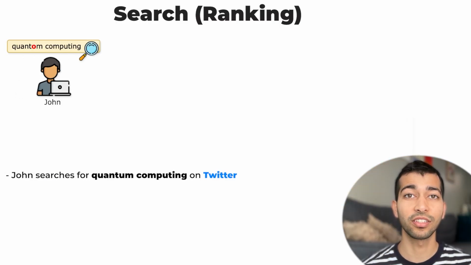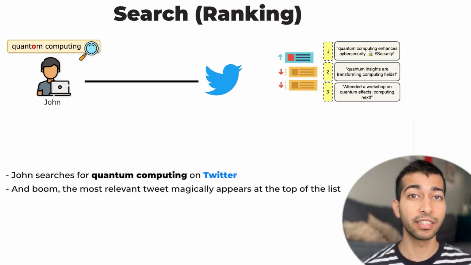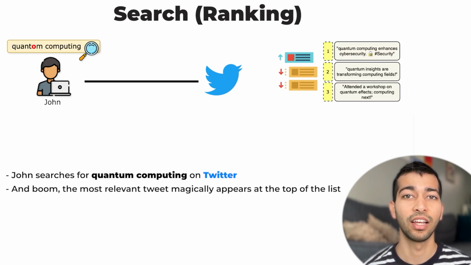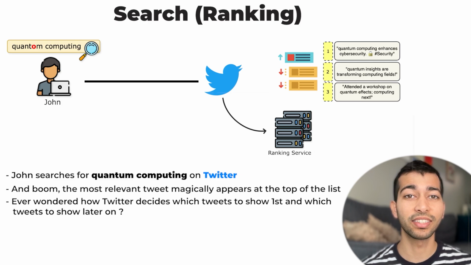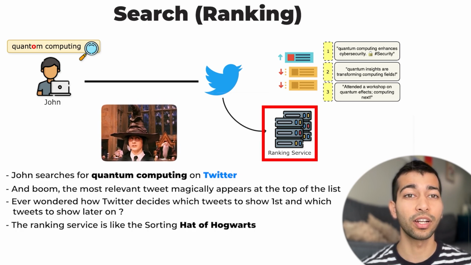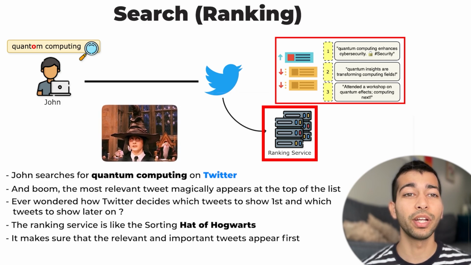So let's say John searches for quantum computing on Twitter and boom, the most relevant tweet magically appears at the top of the list. But there's no magic here. It's all thanks to our ranking service. So ever wondered how Twitter decides which tweets to show first and which tweets to show later on? Well, the ranking service is like the sorting hat of Hogwarts. It makes sure that the relevant and important tweets appear first. So let's break down how John's search gets from chaos to perfectly ordered results in just seconds.